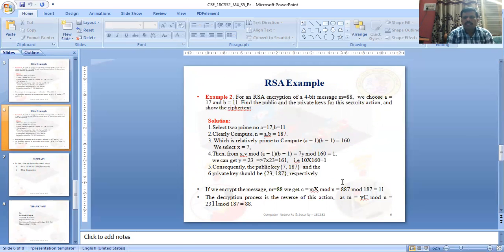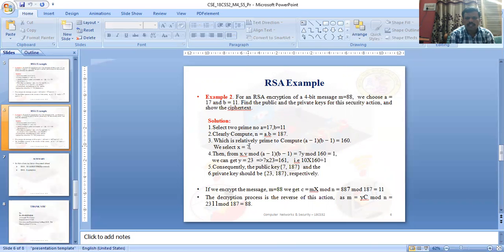RSA encryption of messages: M is given to you, M is 88. We choose two prime numbers, 17 and 11. Find the public and private key for the security action and show the ciphertext. So select two prime numbers: 17 is given, 11 is given, and computing n is equal to multiplying them, and we get 187.